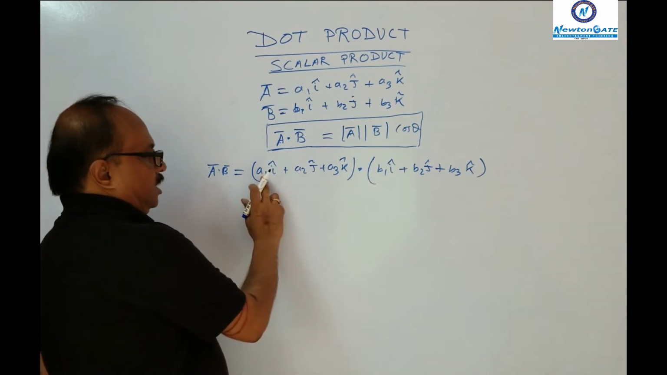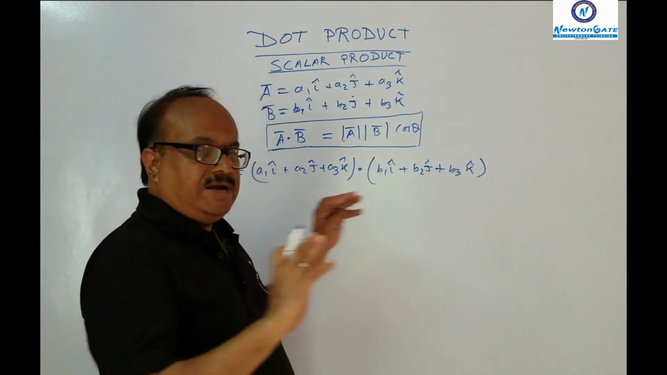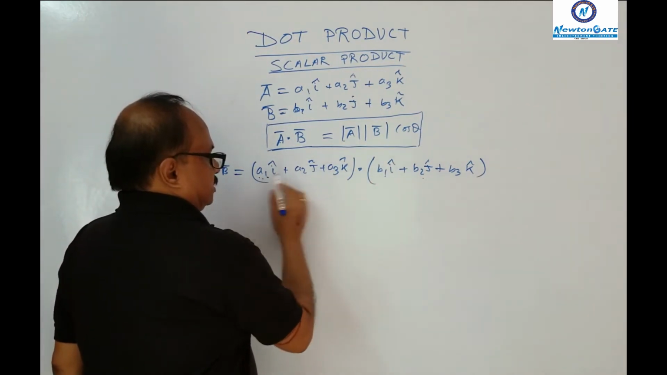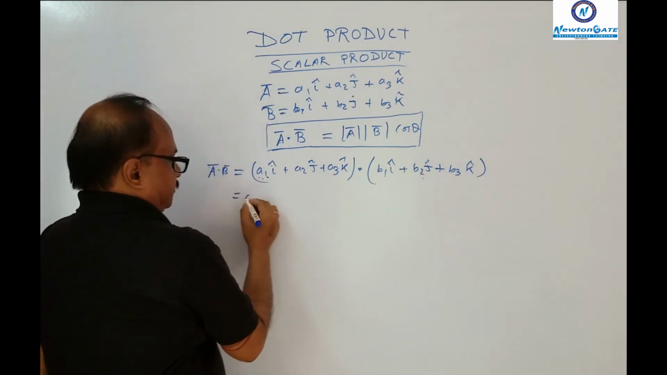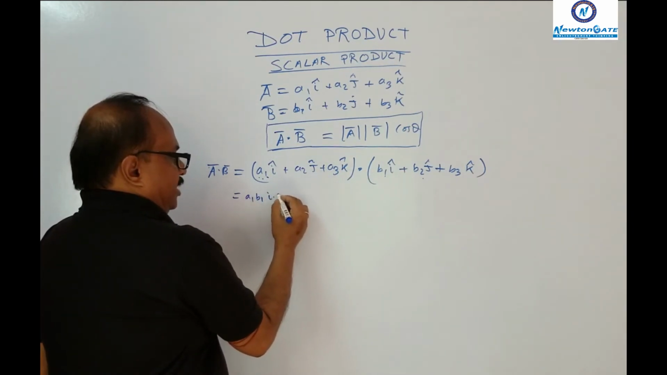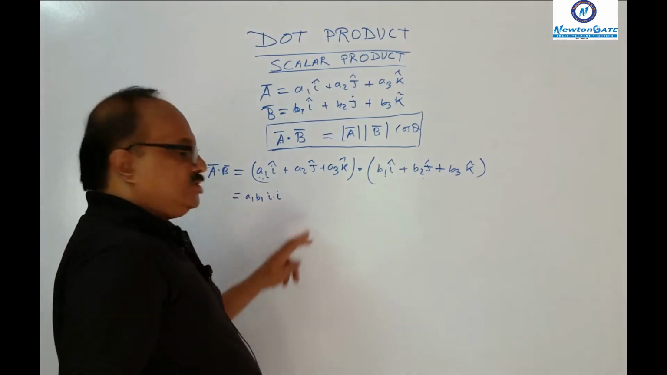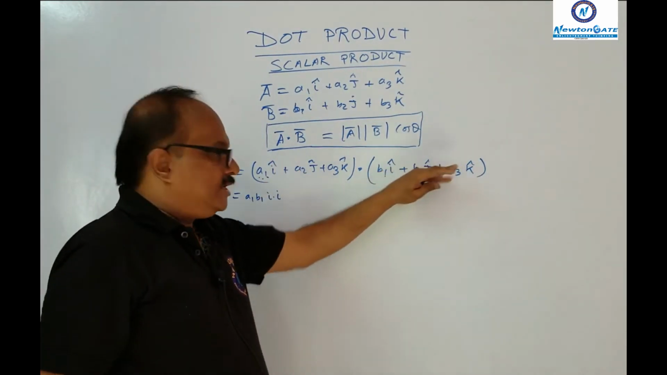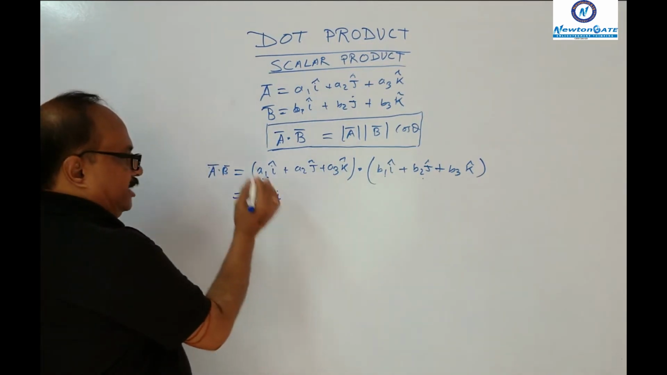So you will have 9 multiplications. How much? This into this, this into this, this into this. Let's do it. A1 B1 into i dot i. I'm not writing the cap. Cap means you will understand the cap is there on the i. Just write i dot i.